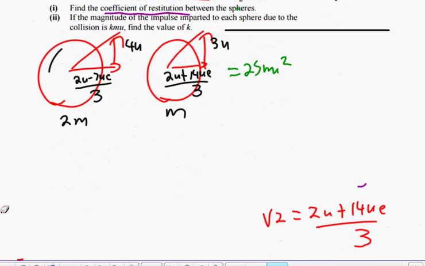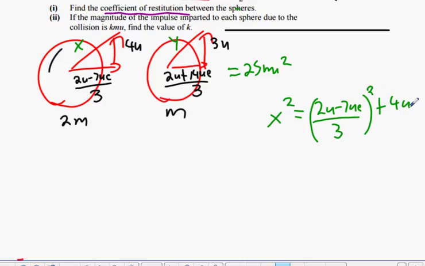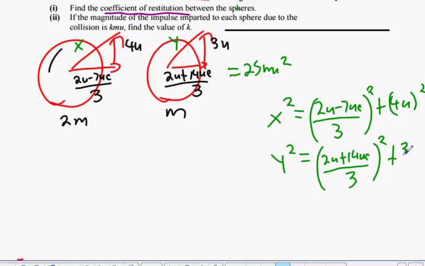Now here comes the fun part. Pythagoras' theorem, yeah? If I call that x and I call that y, would everybody agree that your x squared value is that one squared? And yes, this is every bit as fun as it looks. And our y squared is what, guys? 2u plus 4ue plus 14u, yeah, and 3 squared. We good with that?